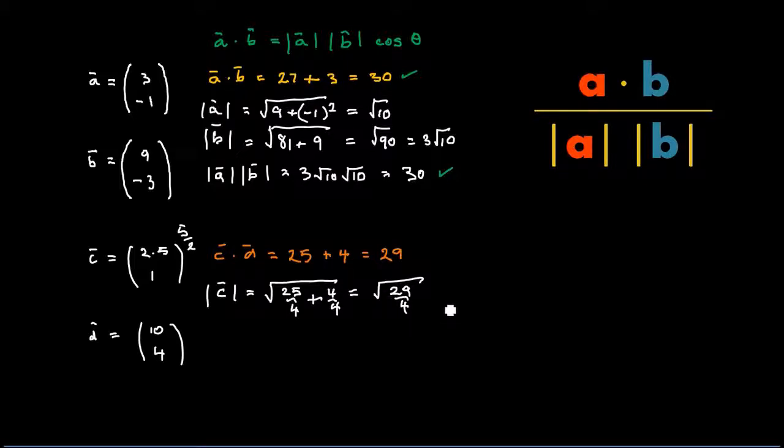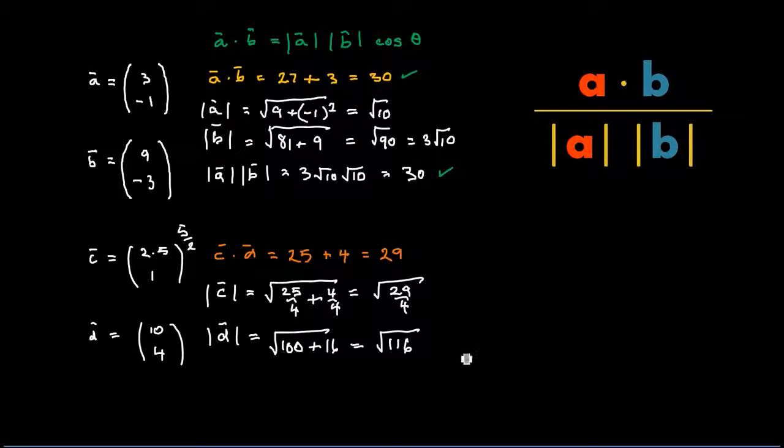Okay, let's leave that for the moment and come back to that. Let's have a look at D. Well, D is going to be easier. We've got the first component squared, so we've got 100, plus the second component squared, we've got 16. So now we've got the square root of 116.